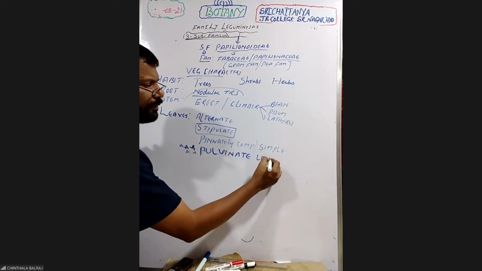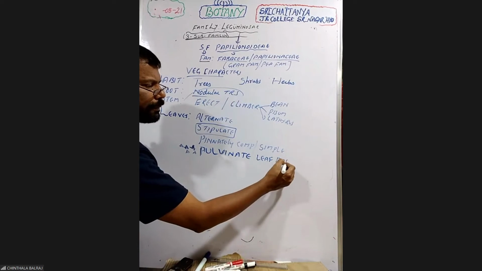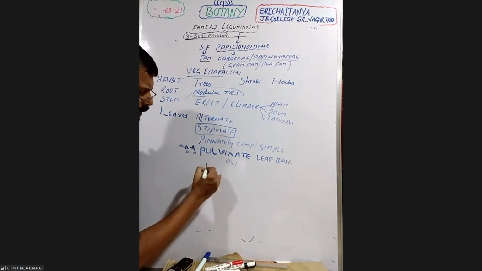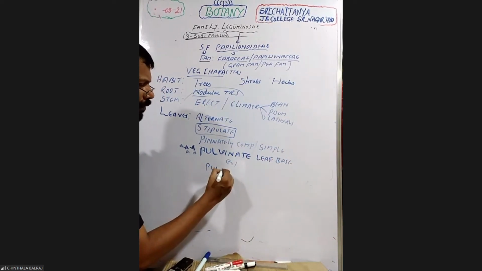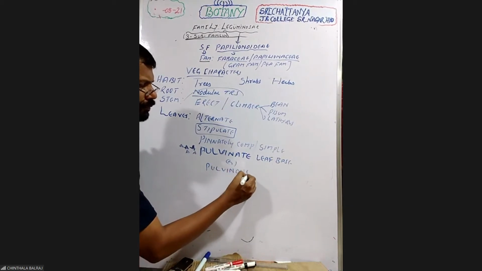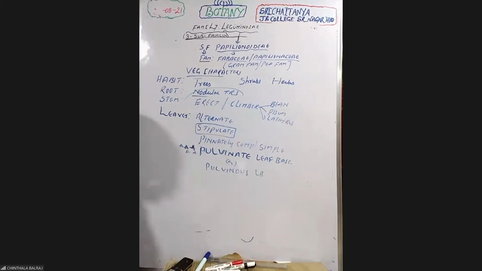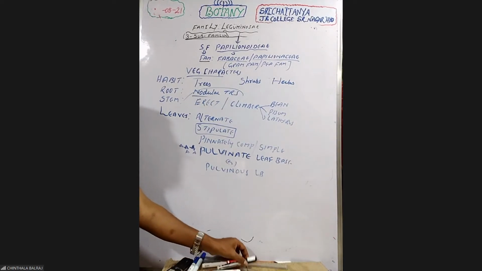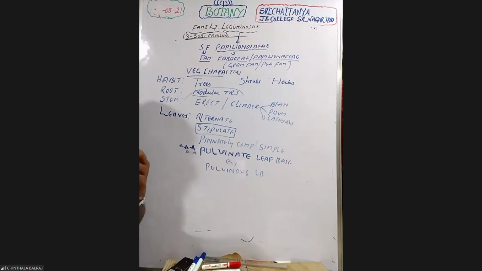Pulvinate leaf base, or pulvinous leaf base. Any word you can. Leaf base. Solanaceae leaf bases are known as pulvinate leaf base. What is the most identifying, distinguishing feature or character in the leaf?